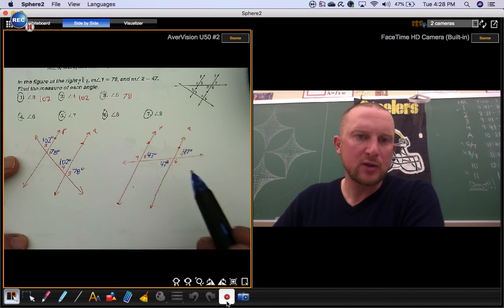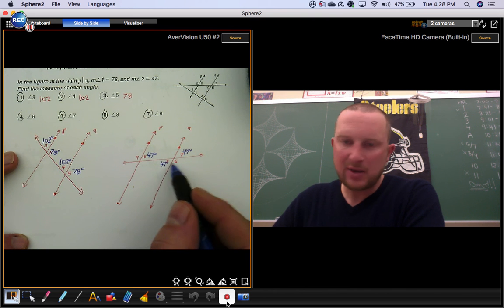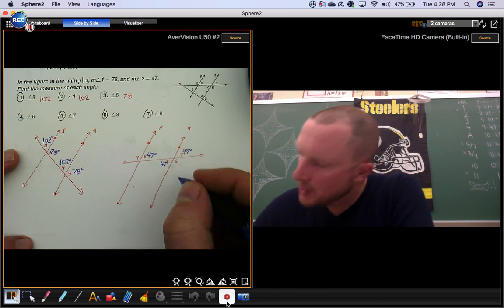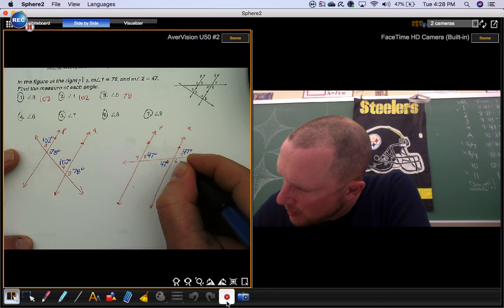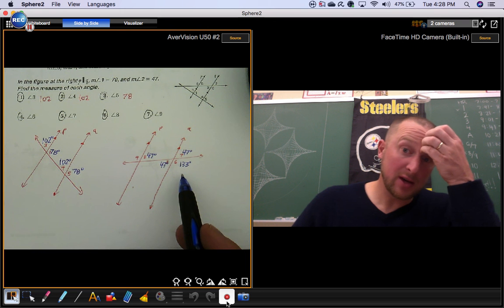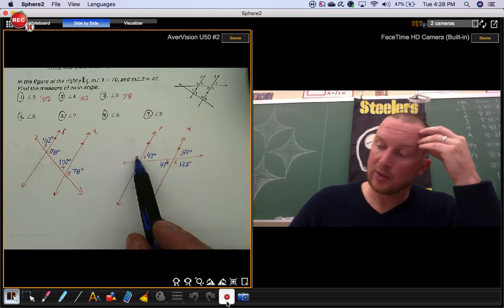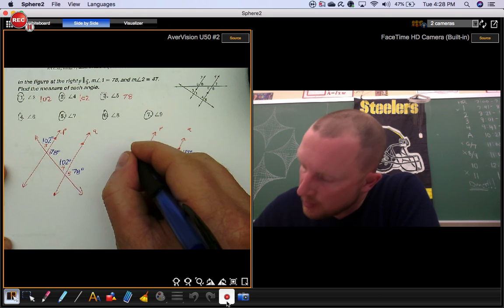These are your acute angles. Angle 6 and angle 9 are obtuse angles. So notice how these make a linear pair. So that angle's got to be 133 degrees. And notice how it's alternate exterior with angle 9. So they're the same.